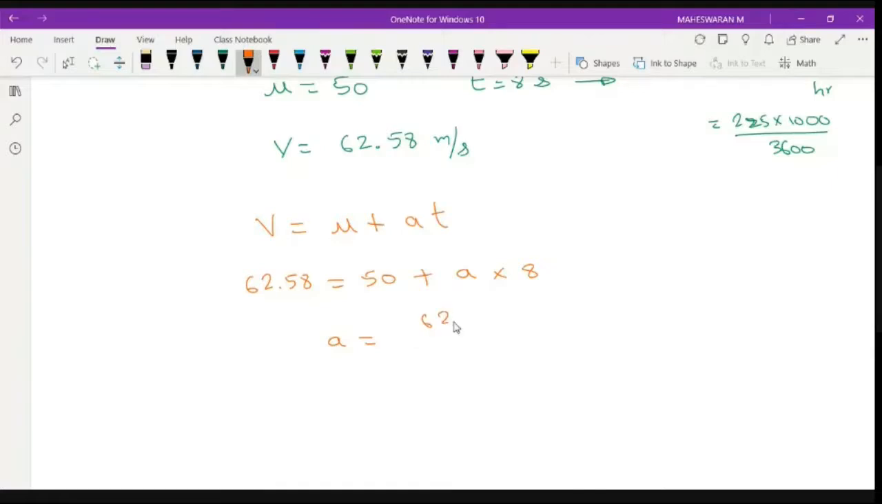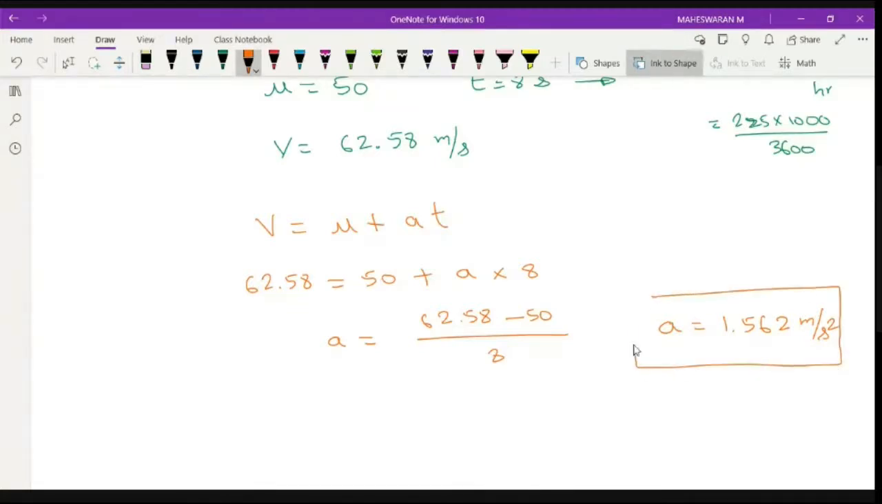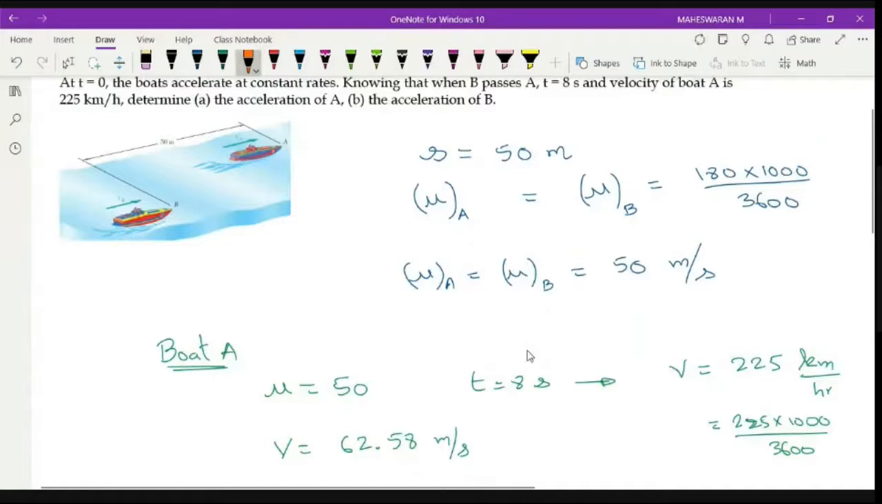So A will be 62.58 minus 50, divided by 8. A is 1.562 meters per second squared. So this is the value of A, and we have completed this part for boat A. Next we will go for boat B.